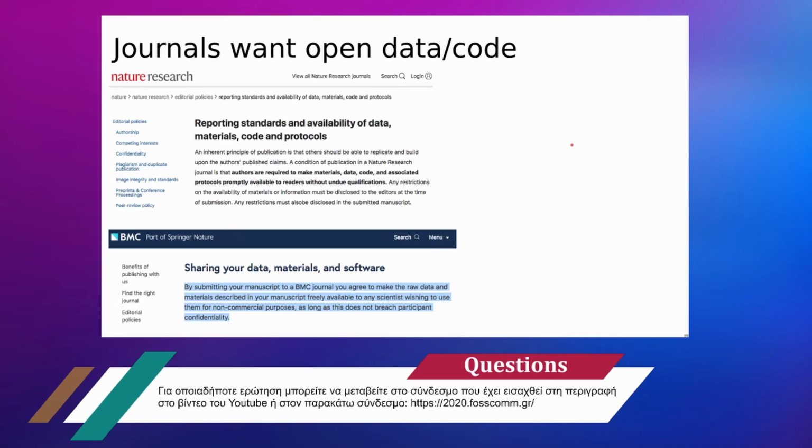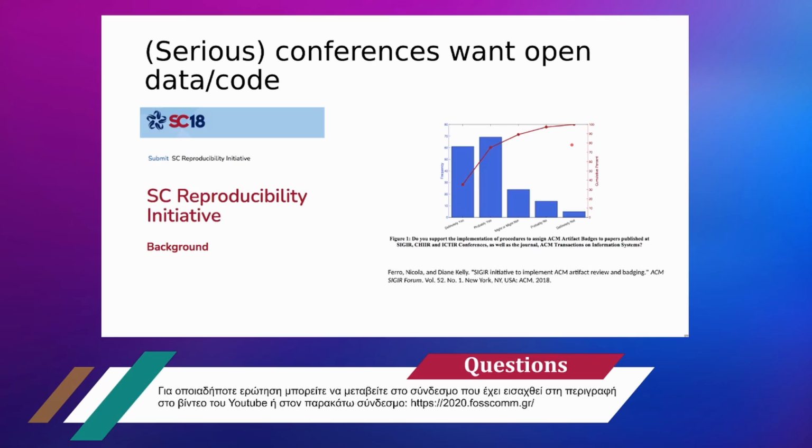And it's not only, of course, these funding agencies. It's also the journals that want open data and code. This is from Nature, which says that a condition of publication in a Nature Research journal is that authors are required to make materials, data, code, and associated protocols available. The same stands for BMC. And other conferences, of course, also want open data and code.